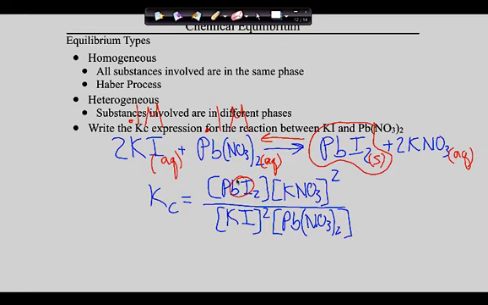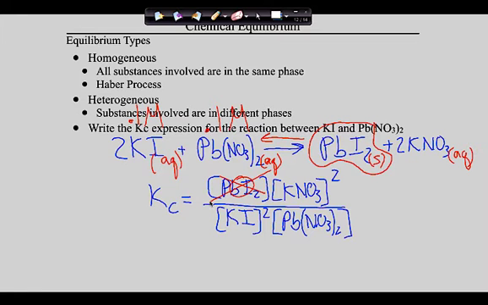You don't have to understand why this works. I'm not going to try to explain it to you. You just have to understand the practice. Guys, the problem that we've got is this. This is a solid. By definition, that solid is not dissolved in water. Because it's not dissolved in water, it doesn't have a molarity. Because it doesn't have a molarity, it does not belong in the Kc expression. So the Kc expression for this reaction is actually just KNO3 squared divided by potassium iodide squared times lead 2 nitrate.